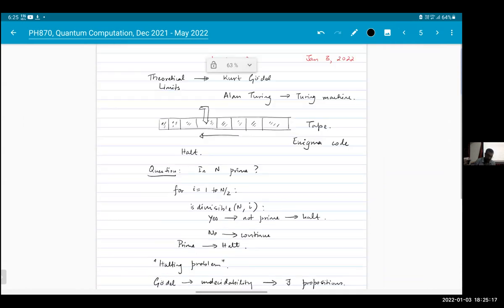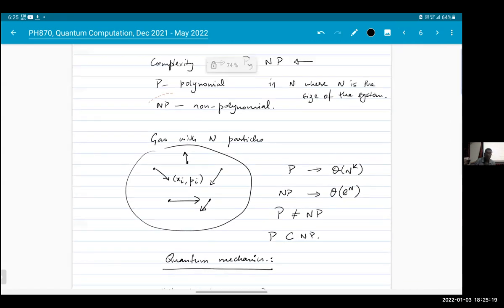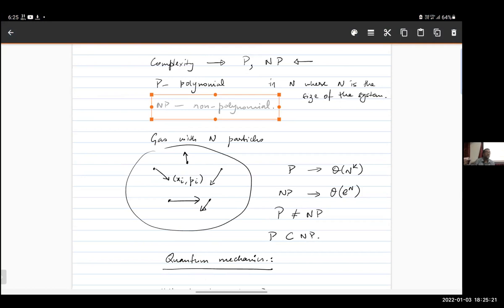Complexity brings us back to NP, non-polynomial. So the simulation of any quantum system is an NP hard problem. There's a technical term called NP hard. And no classical system can provide a simulation of a quantum system.